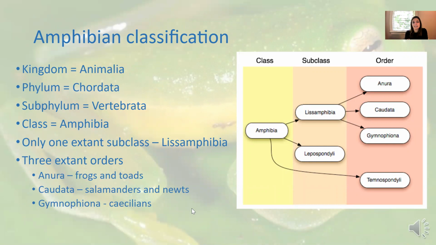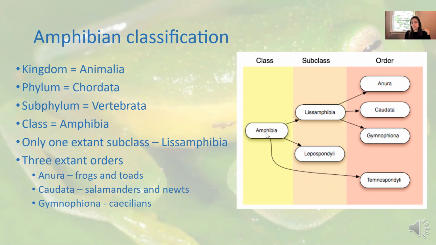So amphibian classification, the first 3 levels of classification, this is the same, right? For every single species we'll talk about this whole semester: kingdom Animalia, phylum Chordata, subphylum Vertebrata. All amphibians are in class Amphibia. That's pretty easy to remember. And there's only one extant subclass called Lissamphibia.